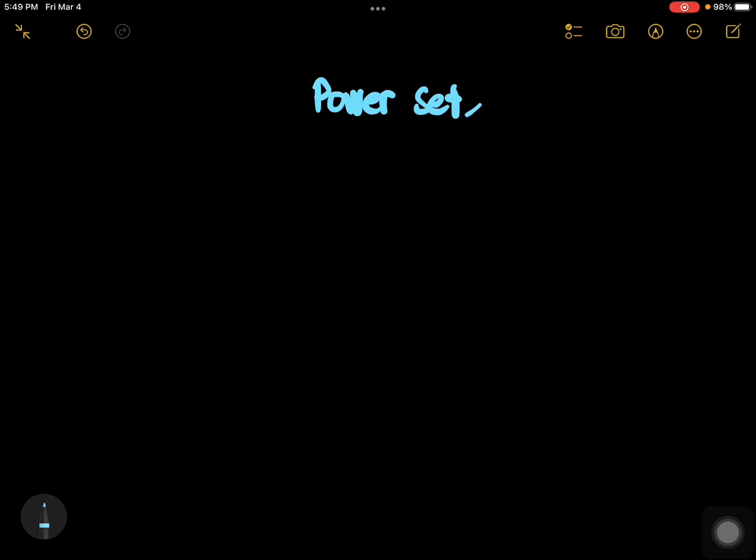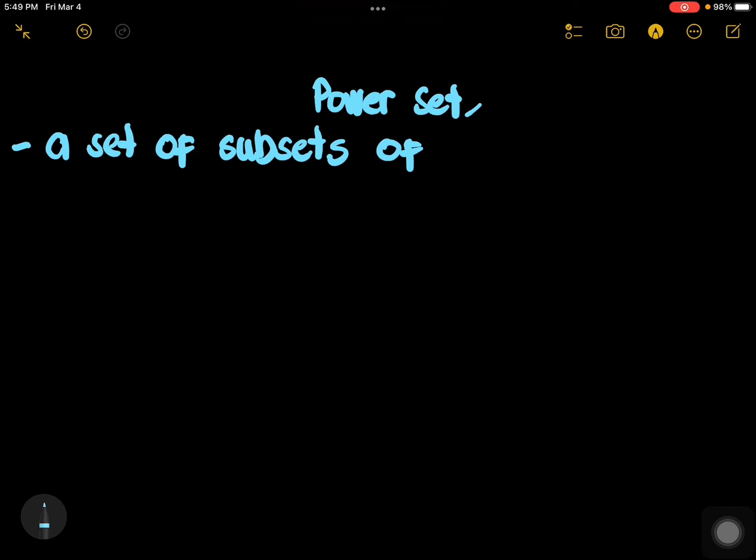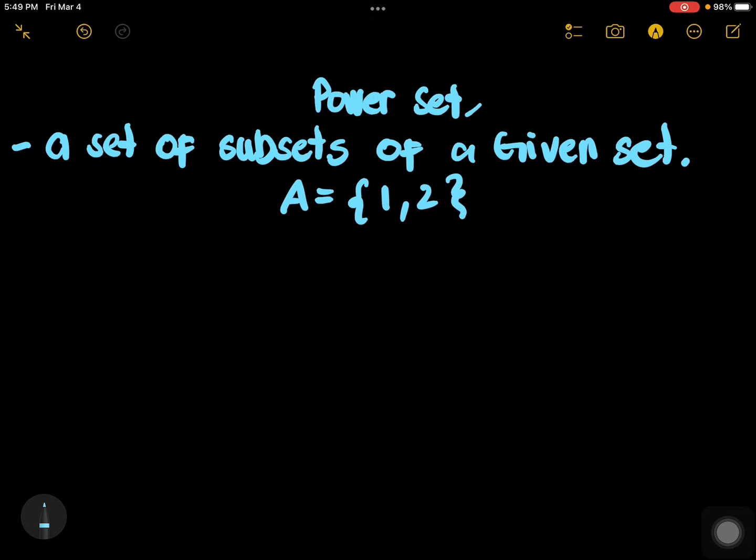Yes. So let me write it for you. So we have a set of subsets of a given set. So that is power set. So I'll give an example. If I have here set A with elements 1 and 2, the power set, this is the notation for the power set.